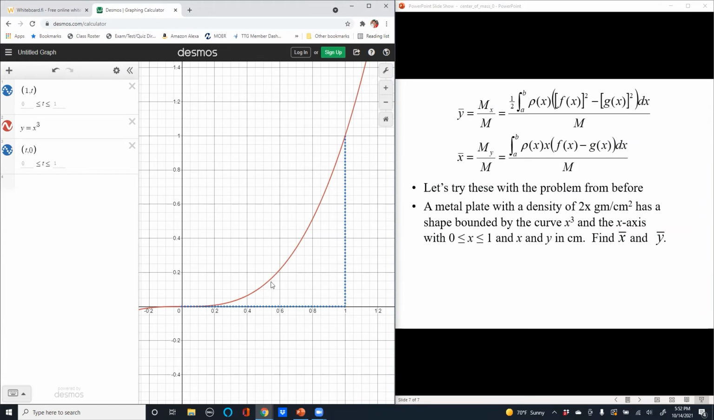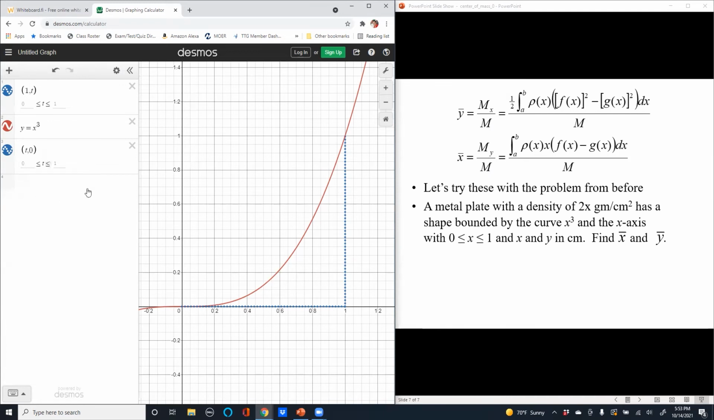You can put it in chat or turn on your mic. Like I said, we just want to have an idea, because we want to make sense of our answer. We can see, 0.5 is going to be about right here. We have a lot more of the plate to the right than to the left. Plus, we have a density that's increasing as we go to the right. So we're going to expect that center of mass, x bar, to be over here.